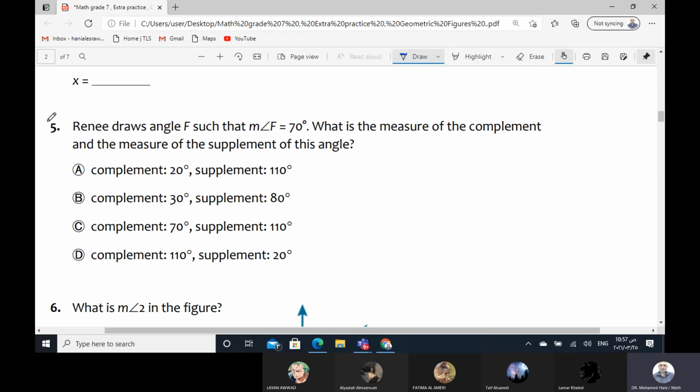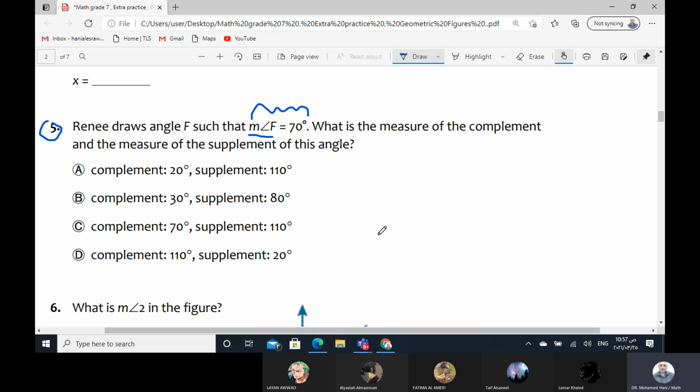Who can read exercise number 5, please? Okay, Leah. Rini draws angle F such that the measure of angle F equals 70 degrees. What is the measure of the complement and the measure of the supplement of this angle? Thank you. I just want to remind you, this sign M means measure, and this sign means angle. Measure angle F equals 70 degrees.